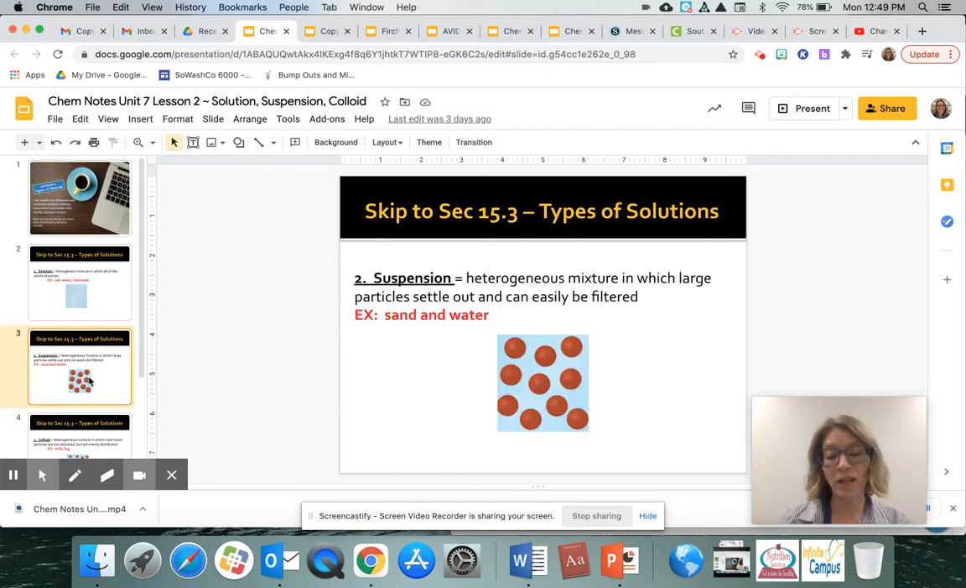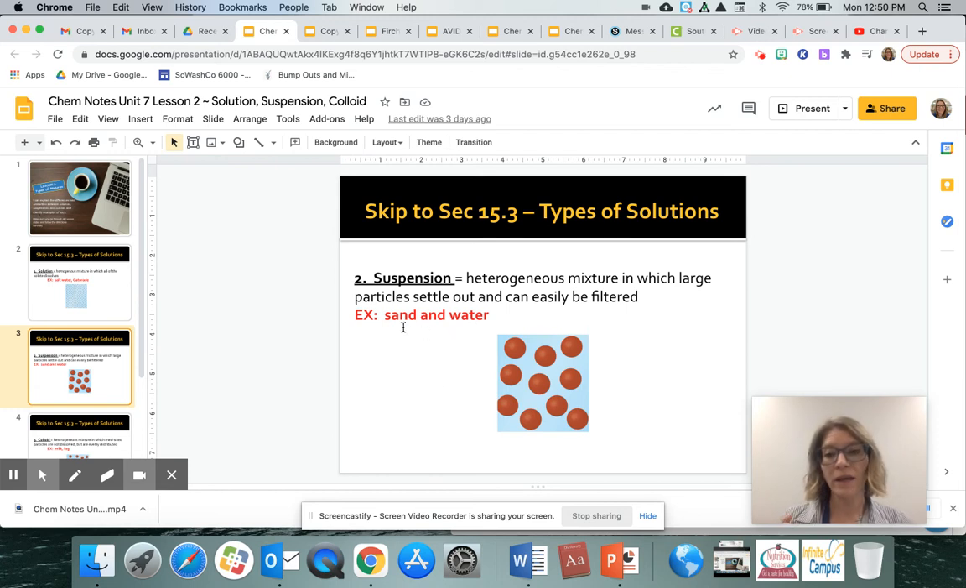All right, a suspension. So suspension means something is suspended on the bottom. So suspension is a heterogeneous mixture. So hetero means different. So you can see the different parts. So the large particles, suspension has the largest particles of the three, will settle out and you can easily filter them out.